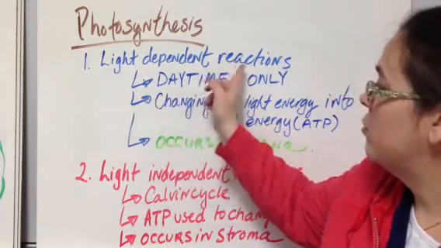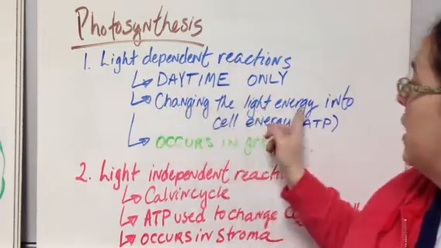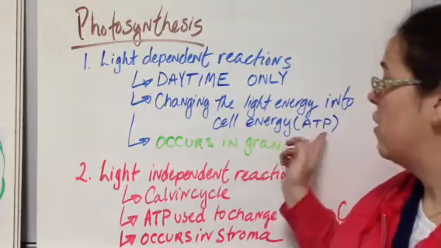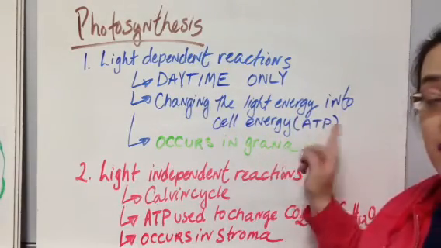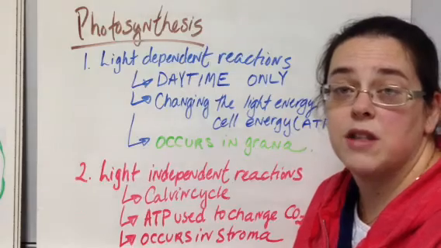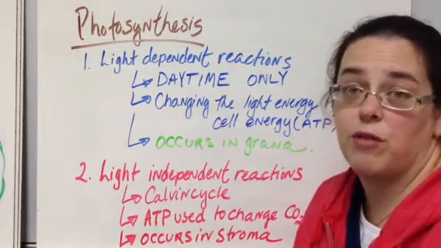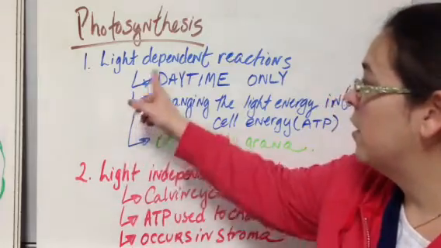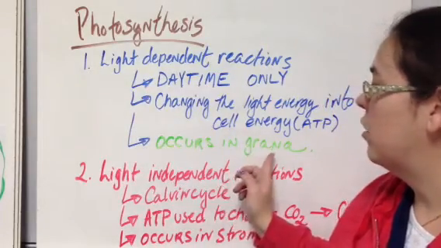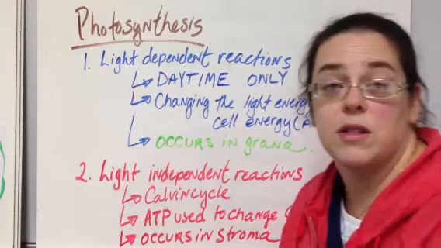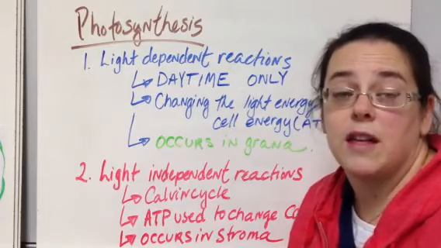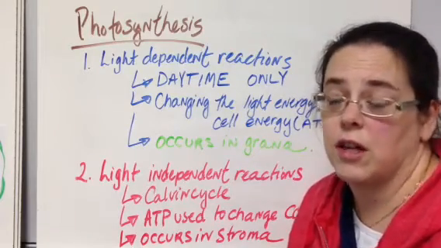So the light reactions are changing light energy into cell energy, and our cell energy is called ATP, which we've talked about before. That's the molecule that runs all the processes in our bodies and every organism's body. The light reactions only occur in the grana, so in those stacks of thylakoids. That's where all the light-dependent reactions are taking place.